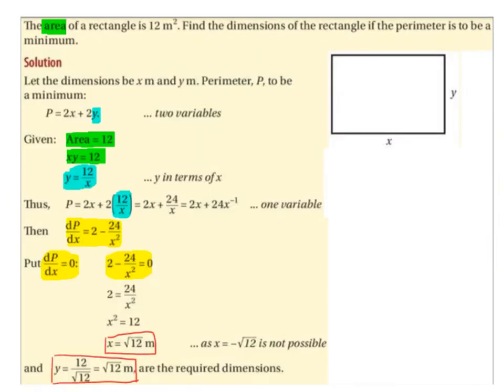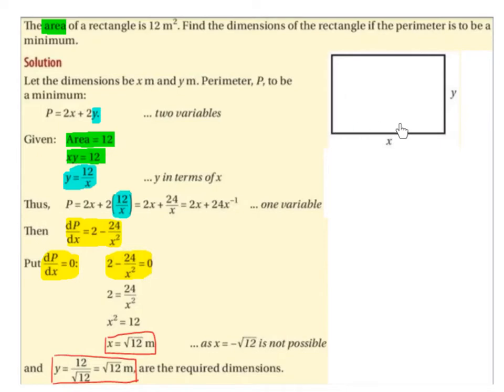So here we have the same question again, just without all the steps written in to have it a little bit neater and easier to see what's going on. So just a reminder again. The area of the rectangle is 12 meters squared. Find the dimensions of the rectangle if the perimeter is to be minimum.